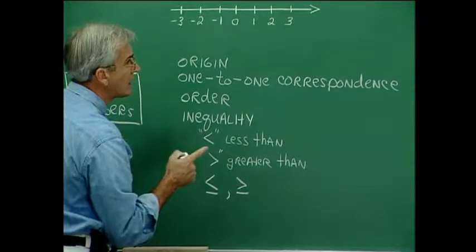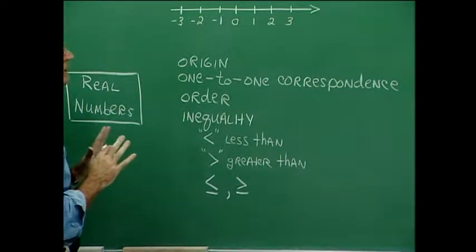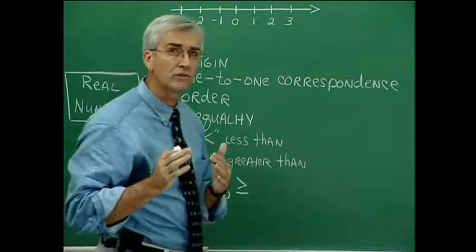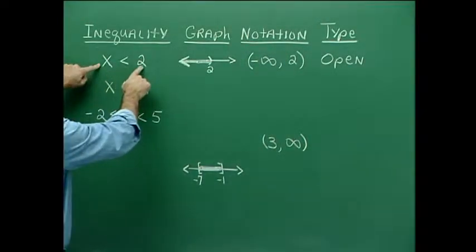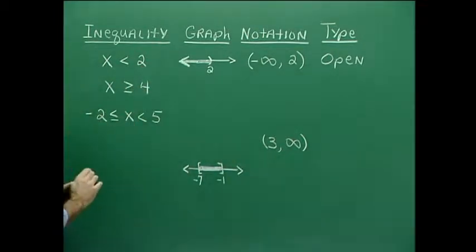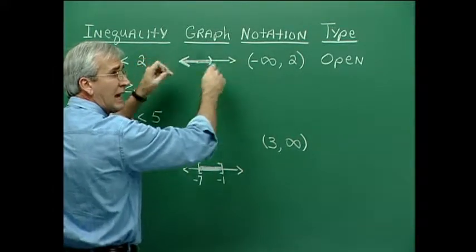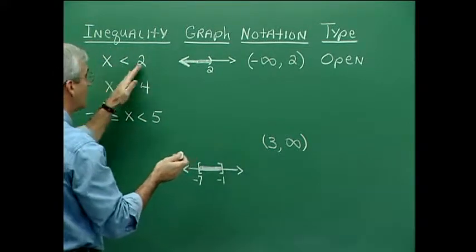Now, it's often the case that letters are used in this inequality situation, and there are several ways to describe an inequality when letters are used. One way is to use an inequality statement, and this one says x is less than 2. Another way to describe this inequality is by using a graph. Now, to use a graph, you just write a number line and then identify the important point or points on the number line. Here we're describing real numbers that are less than 2.